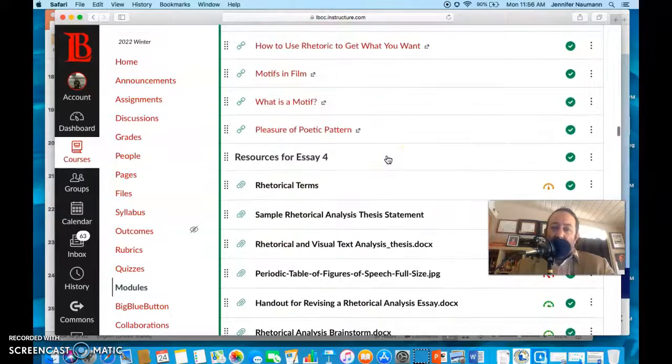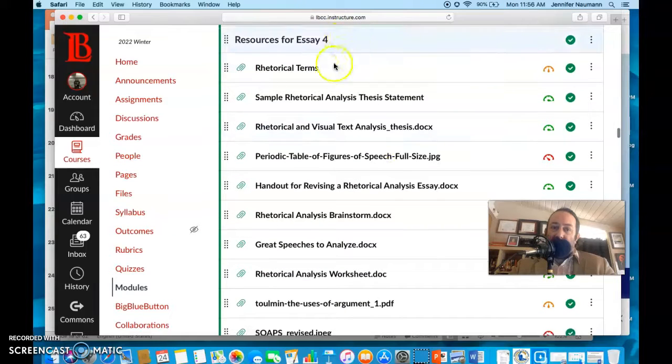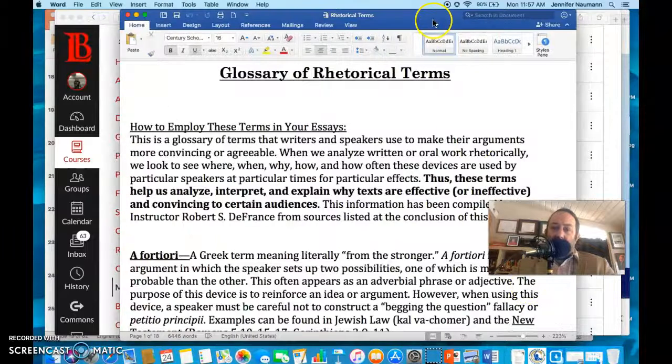Keep going here. I'm looking for resources for essay 4, rhetorical terms. So when I say take out the glossary, when you're working on these free writes, that's the document right there. Go ahead and click on that. It's really all you should need, other than some notes and the supplemental material you'll find under free writes. So if you click here, you're going to get this document right here.